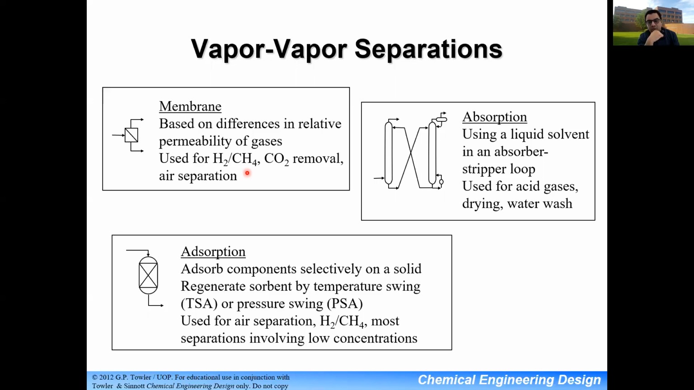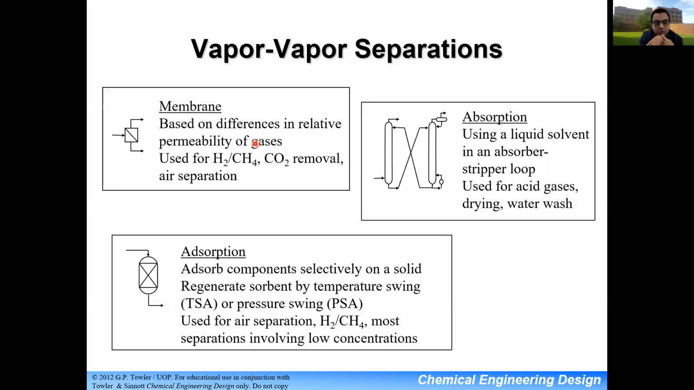Absorption, as we said earlier, use a liquid solvent which has a high affinity to one of the components, and this liquid solvent just eats up one of the components and leaves the other component to escape, and then I separate the solvent from the component just absorbed and recycle the solvent back. And they usually have an absorption stripping system unit working together.